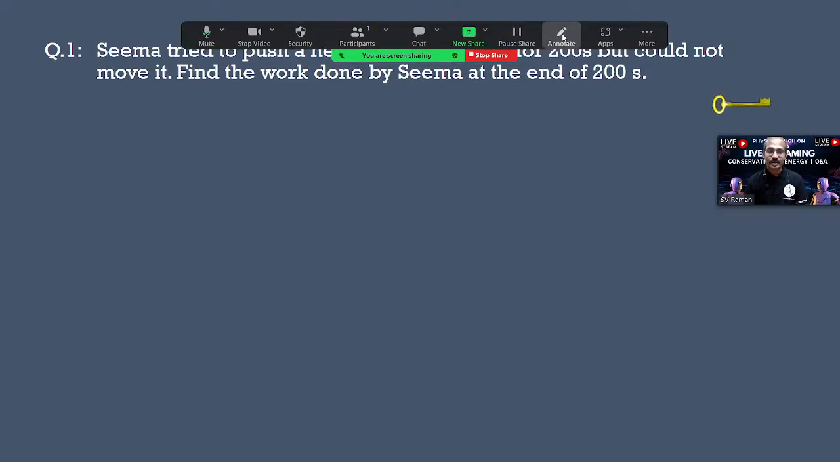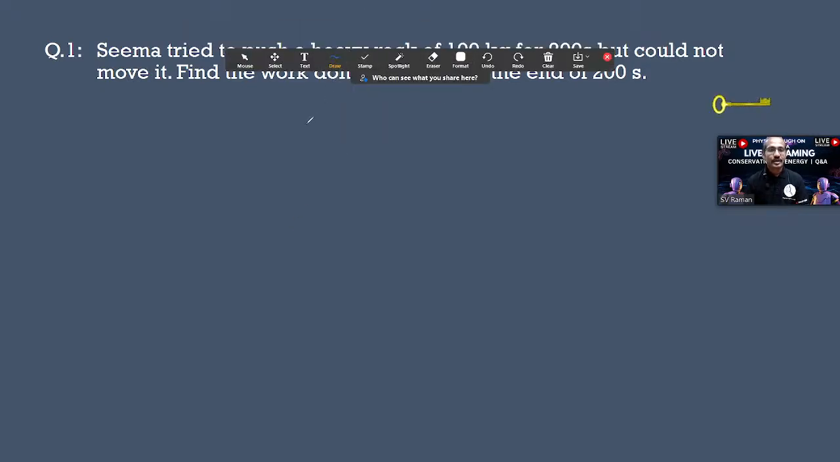This is the logic we need to apply. So W is equal to force into displacement. Since displacement is equal to 0, work done will be 0. Clear? So this is the way we need to write the answer.